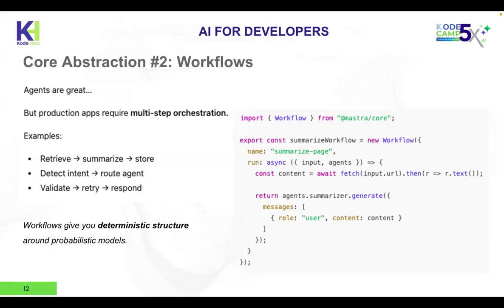Now, the second abstraction is workflows. So what do we mean by workflow? A workflow is the multi-step orchestration, right? A ReAct loop, or plan and execute loop, are very specific instances of multi-step orchestration. Because in the real world, in real production apps, the agent is going to do stuff multiple times, and we know this.